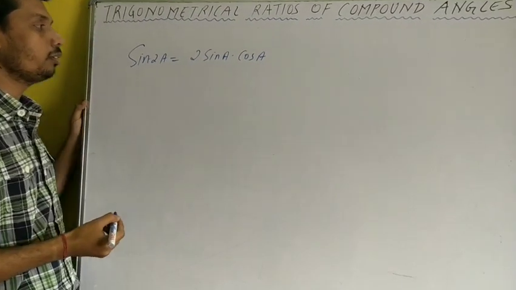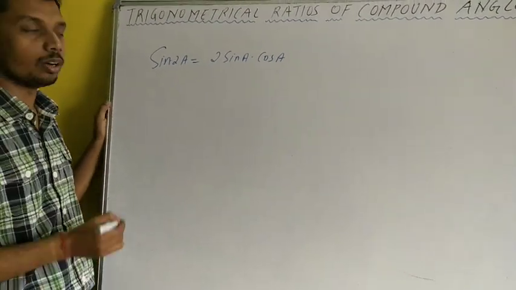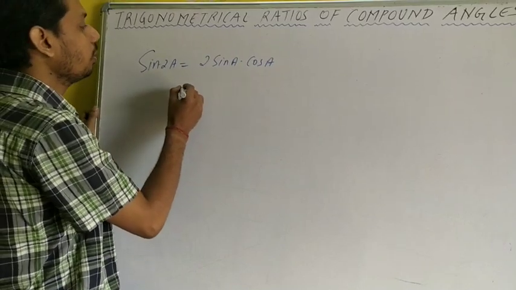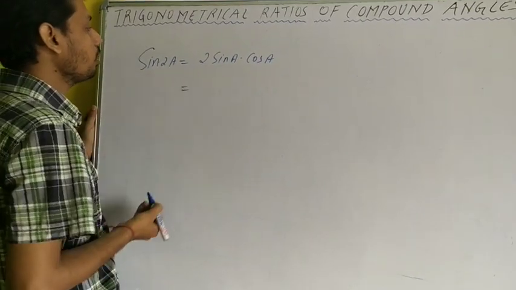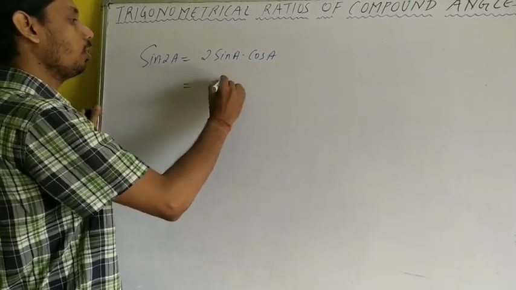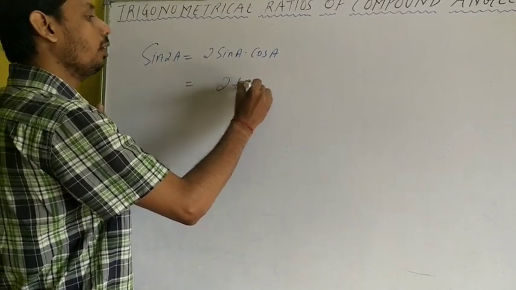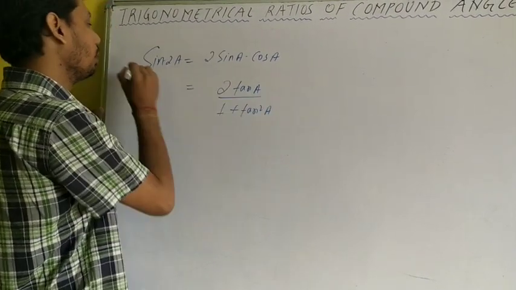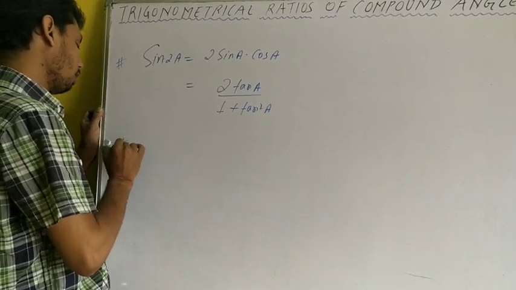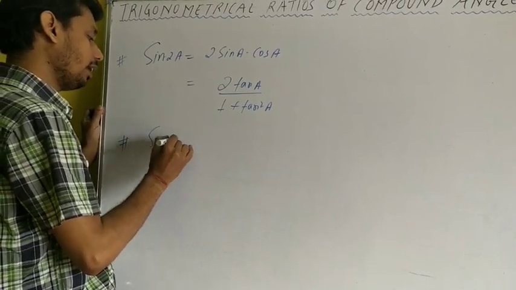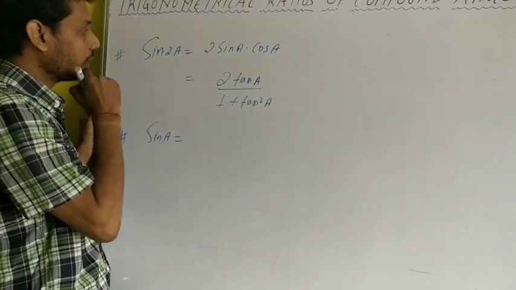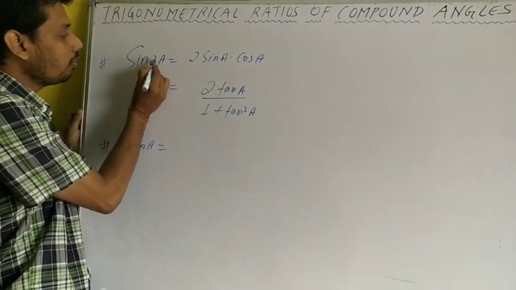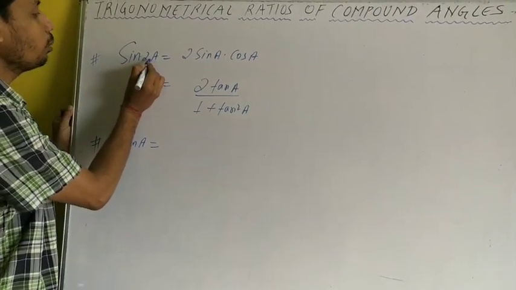So sine 2a equals what? Twice of sine a cos a. Also, in terms of tan, we can write sine 2a as 2 tan a by 1 plus tan square a. Okay. If sine a is there, how can this 2a be transformed to sine a?